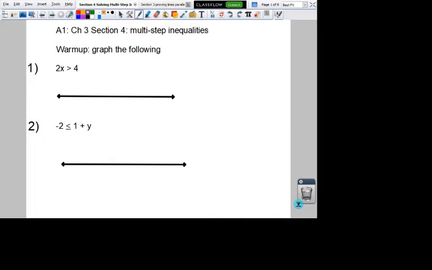Alright, so for our warm-up, you guys are going to help me out a little bit to get started. Let me pick somebody random. Alizea, on our first problem on our warm-up, what do we have to do to solve it? Divide by 2. Yep, we have to divide by 2 on both sides.